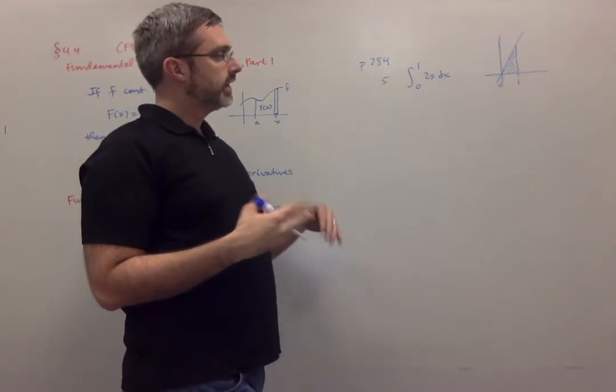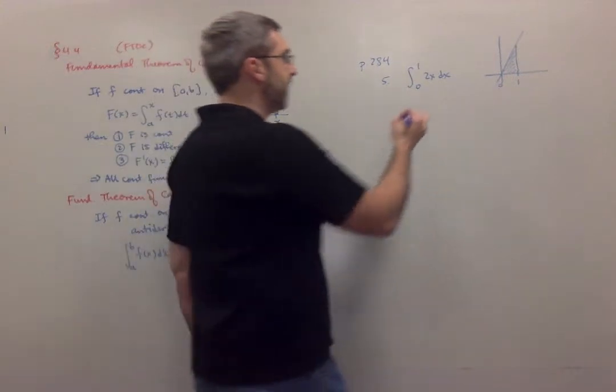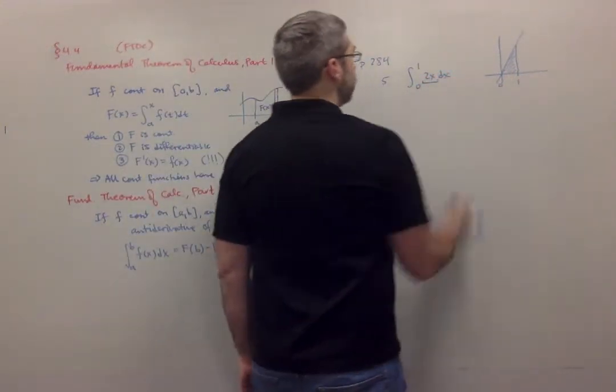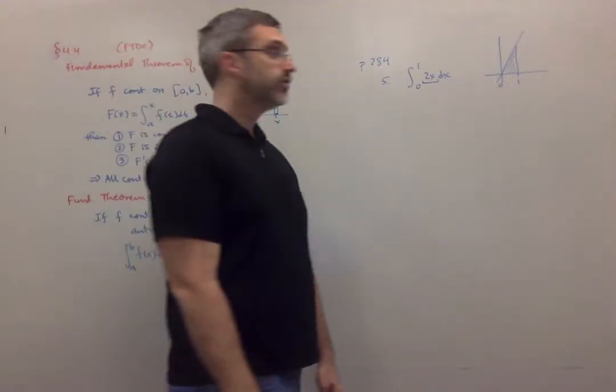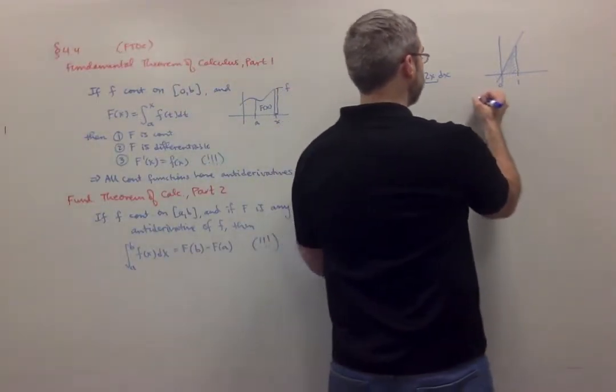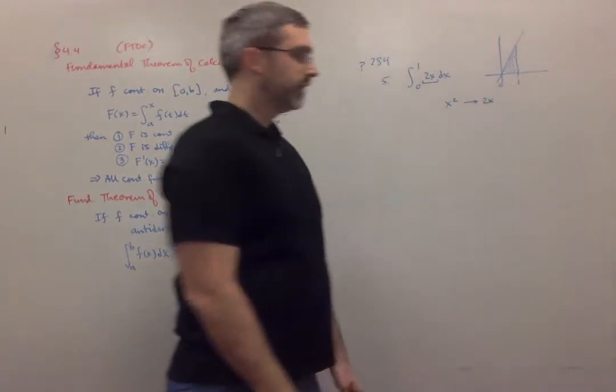Because this is a line, we can do it using geometry, but this theorem is just saying if you can find an antiderivative for that, you're golden. So what you do, what is an antiderivative? What's a function that differentiates to 2x?